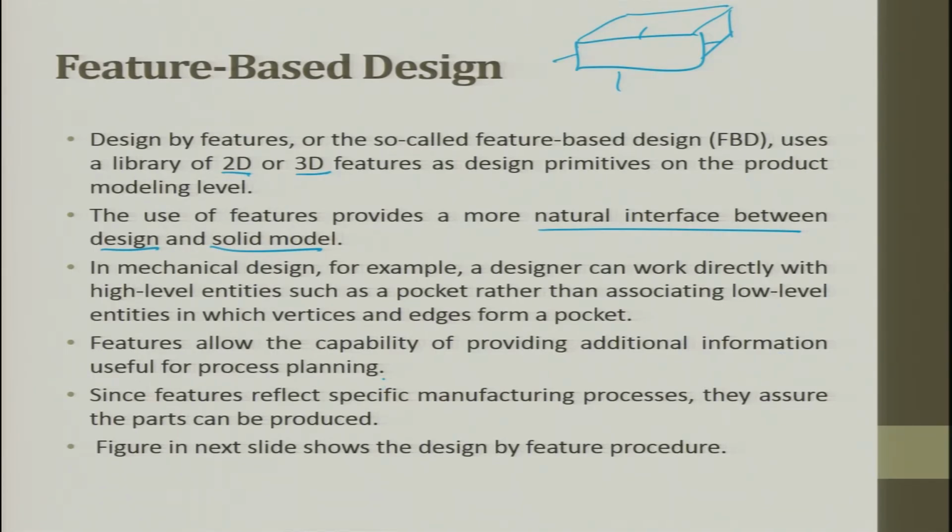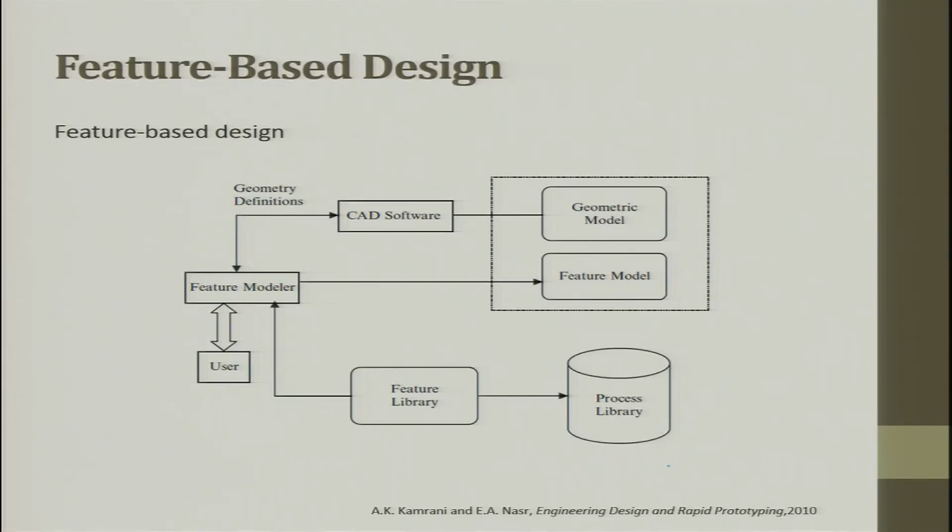So, when we do a CAD solid model and then leave it for the CAM software to decide, it quickly recognizes individual features and then extracts and links them with the process parameters. Since features reflect simple manufacturing processes, they assure the part can be produced. So, this is how the procedure is.